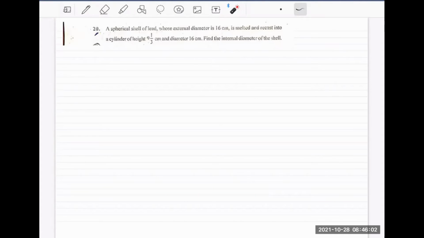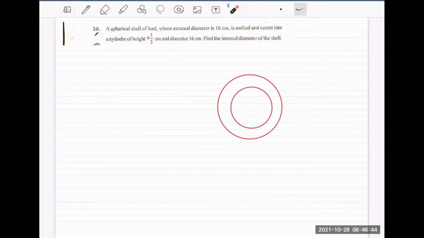Okay, so let's see question number 20. It says: a spherical shell of lead whose external diameter is 16 centimeters is melted and recast into a cylinder of height 9 1/3 centimeters and diameter 16. Find the internal diameter of the shell. We have done similar questions in the past. It says spherical shell of lead. Spherical shell means the inside portion is hollow. So we have a sphere which is hollow.